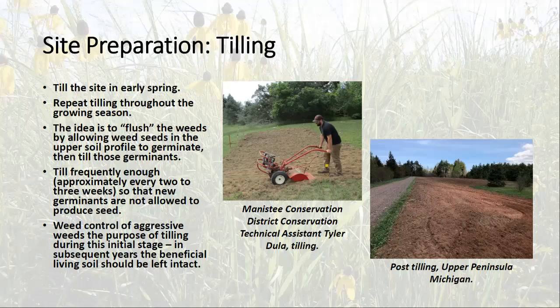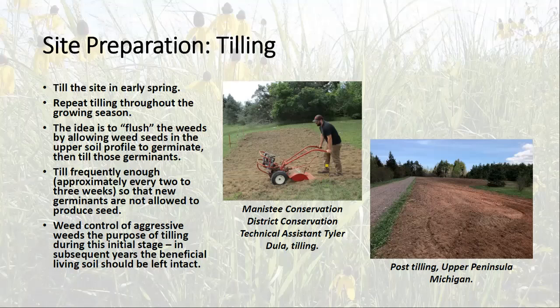One approach that can be effective is you start to till the site in early spring, and you repeat that tilling throughout the growing season, with the idea being that you're flushing the weeds. So you allow the weed seeds to germinate after you've tilled, because every time you till, new weeds that are present as seeds in the seed bank are going to flush. They're going to germinate. And as soon as they green up, you till them again before they have a chance to form new seed and spit out new seed into your project area. So what this means is you have to till frequently enough, typically every 2 to 3 weeks, so that new germinants are not allowed to produce seed.